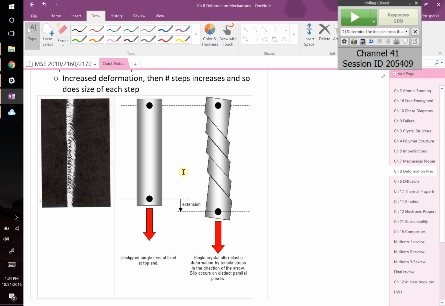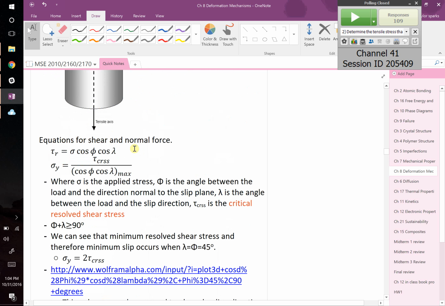So if you grew this crystal in a different way and the planes were oriented differently, then your little kinks here would be slightly different spacing, right? But the principle still stands that you have to have slip along there unless you have twinning. We'll get to twinning in a second. So how do you calculate it?